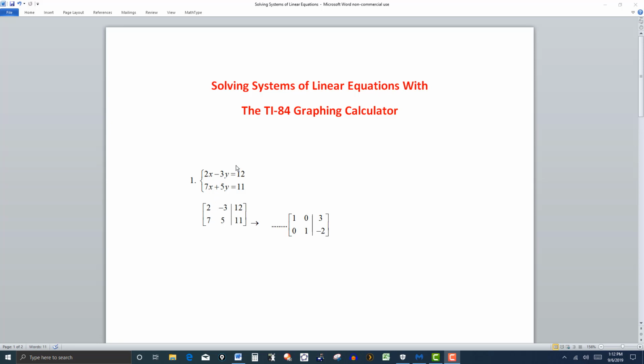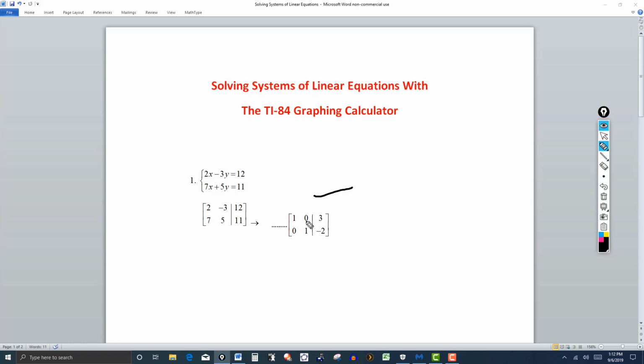Okay, and the calculator actually uses matrix operations, in particular row operations. So we want this to be set up as a matrix. So we want the x and the y on one side, the constants on the right, and then you set it up this way. So notice the first row has the coefficients here, 2, -3, and then 12. Second row, 7, 5, 11. So in other words, we're ignoring the variable for now. And basically the calculator puts your answer in this form right here.